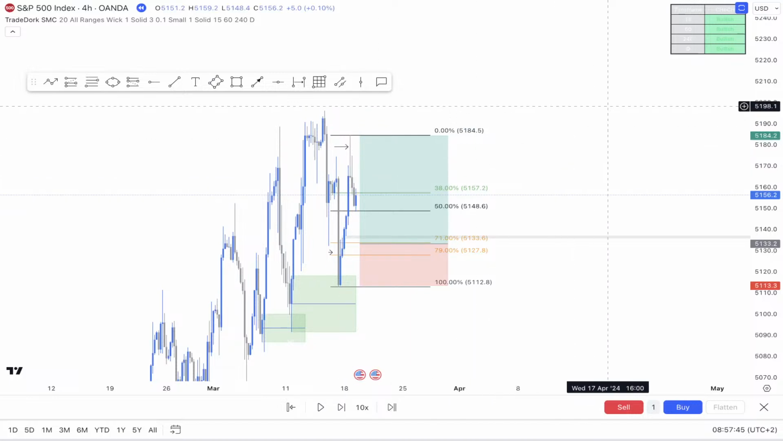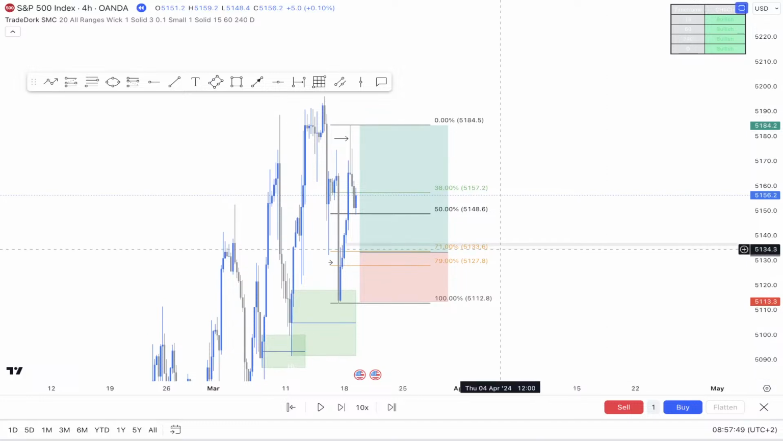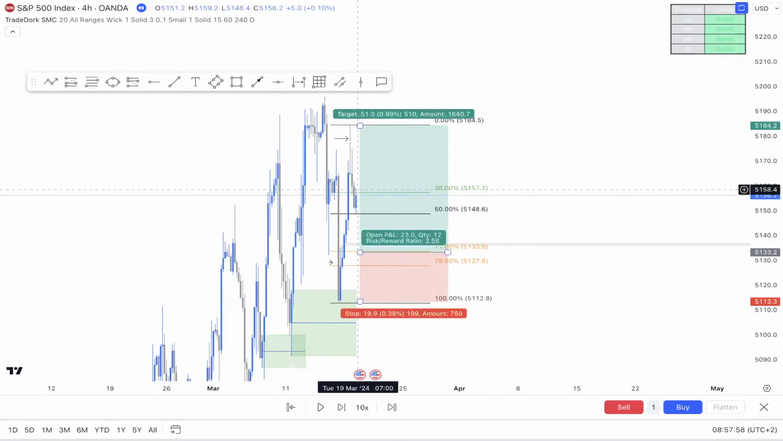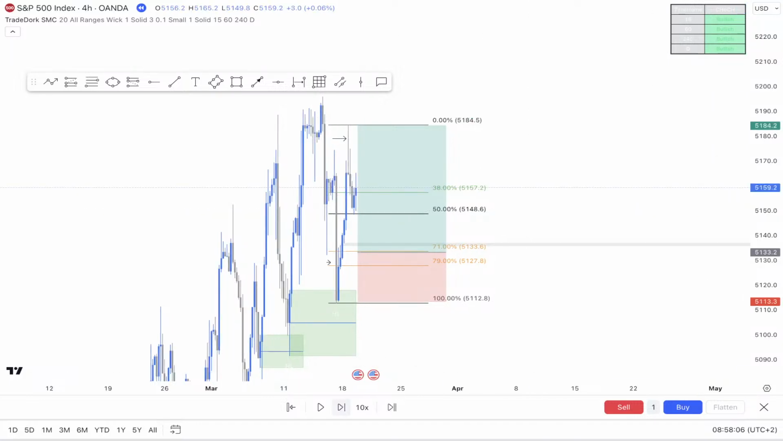After that, I said to myself, do I have imbalance lining up with the discounted area? And the answer was yes. I was able to identify this fair value gap here lining up with the discounted area of this bullish range. I also saw that the daily and the 4-hour were both bullish on the trader graph, and then I just decided to take the setup, and the rest was history.